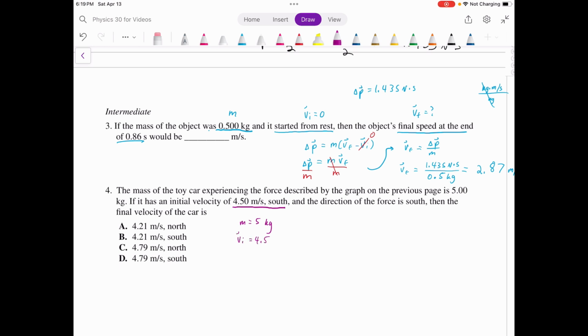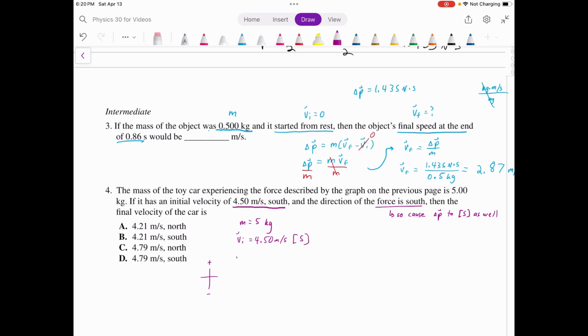So I'm going to call south negative, just because that's typically what we would do. South negative, north positive, okay? And the direction of the force is south, so the force is to the south as well. Okay, now that's an important detail. The force is to the south as well. So the impulse being experienced here is in the same direction as the initial velocity, okay? The force is to the south, so it's going to cause a delta P to the south as well, right? If we push something to the south, we change its momentum to the south. So that's going to help us decide on the sign that we give the impulse.